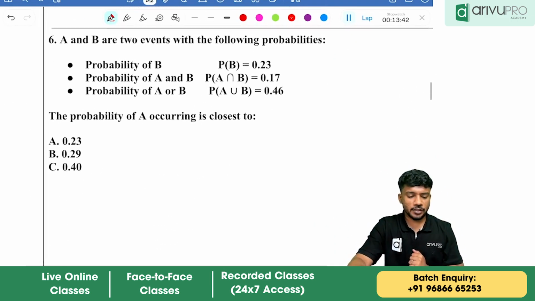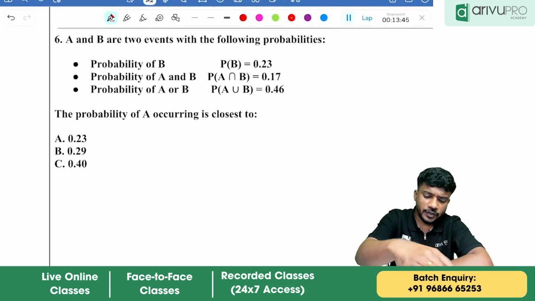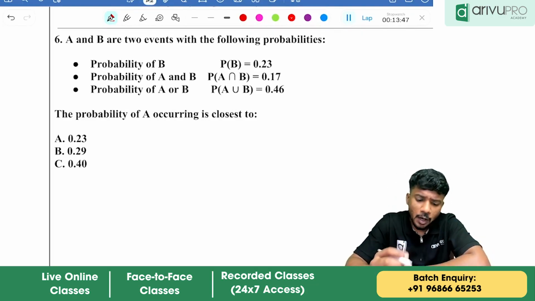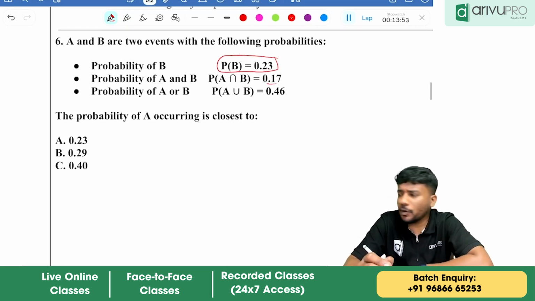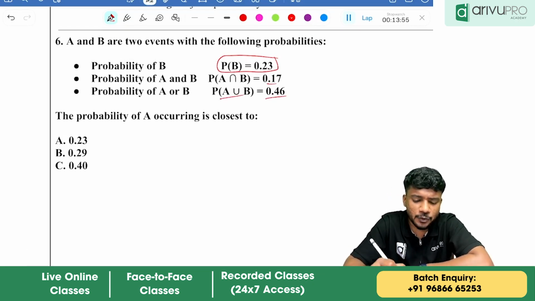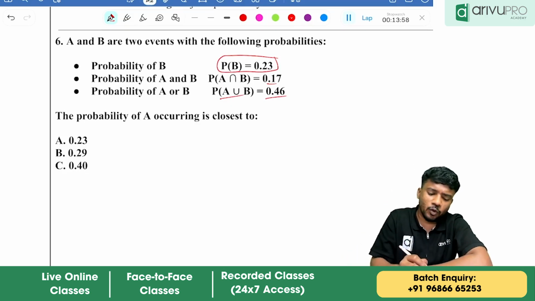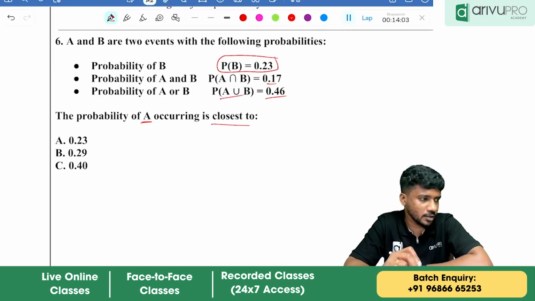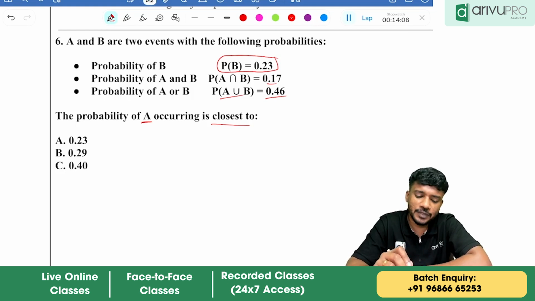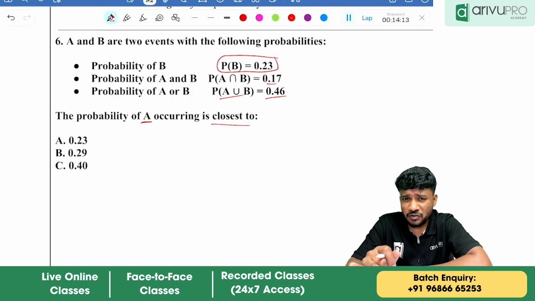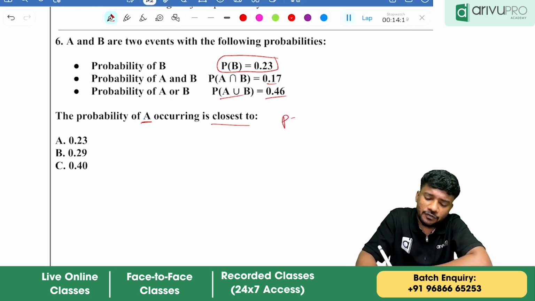Now, the first question. A and B are two events with the following probabilities. P of B is equal to 0.23. P of A intersection B is equal to 0.17. P of A union B is equal to 0.46. Then the probability of A occurring is closest to what? Get me the answer. P of A union B is given, P of B is given, P of A intersection B is given. We need to find the value of P of A.